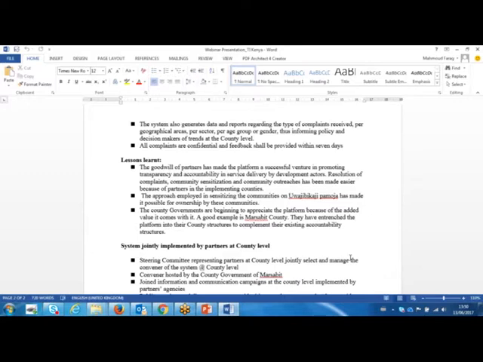Lastly, the value addition. All complaints are confidential and feedback is provided within 7 days. That is what I've said. So this system is confidential, and we've looked at it in terms of safety, confidentiality, and effectiveness.